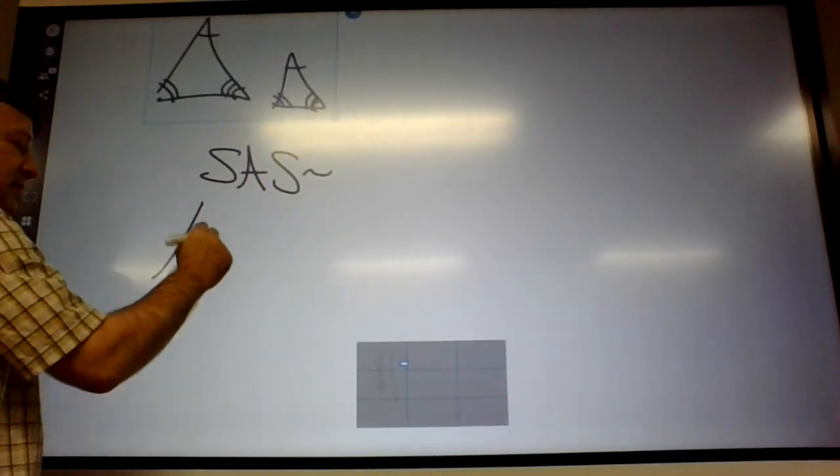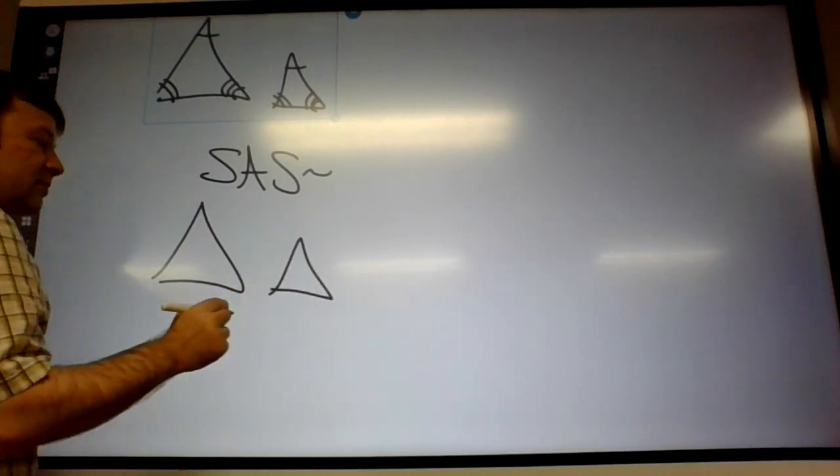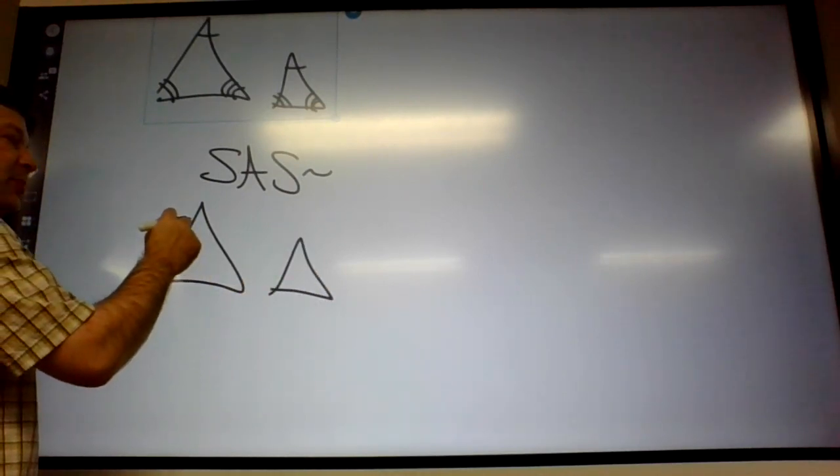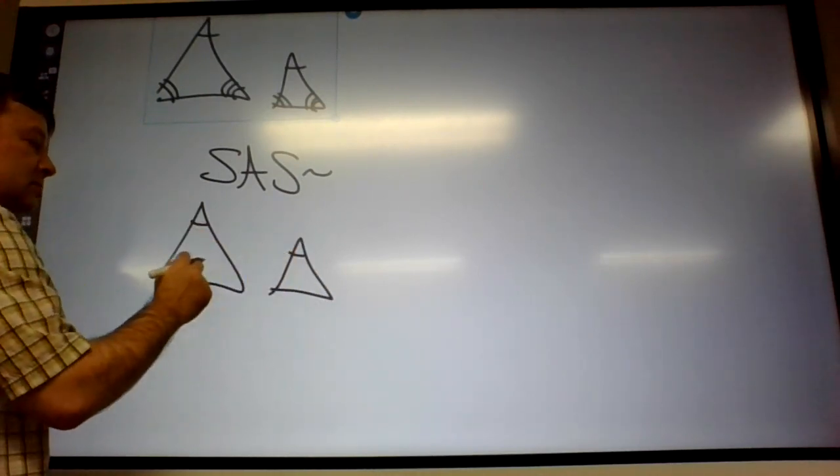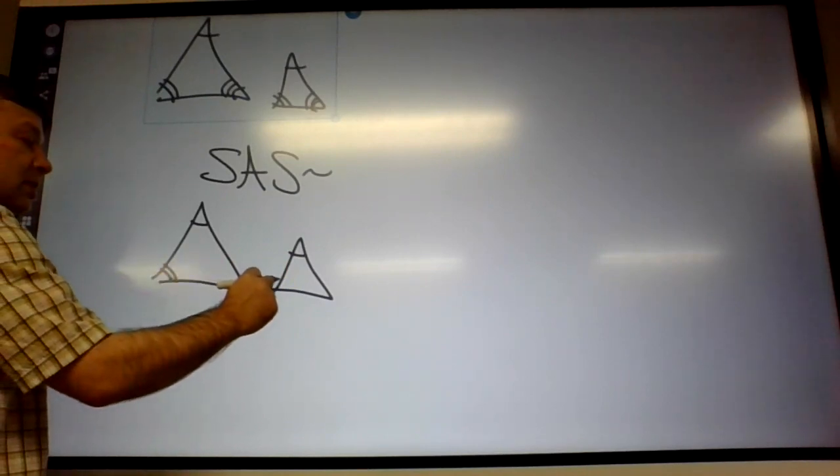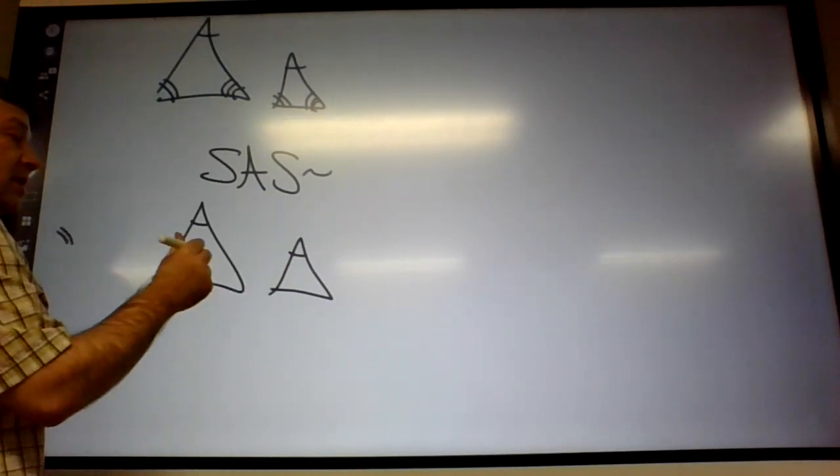That means two sides are proportional, and one angle is congruent. I keep saying perpendicular. Oh, proportional. Ratio. Yeah, whoops, I did it wrong.